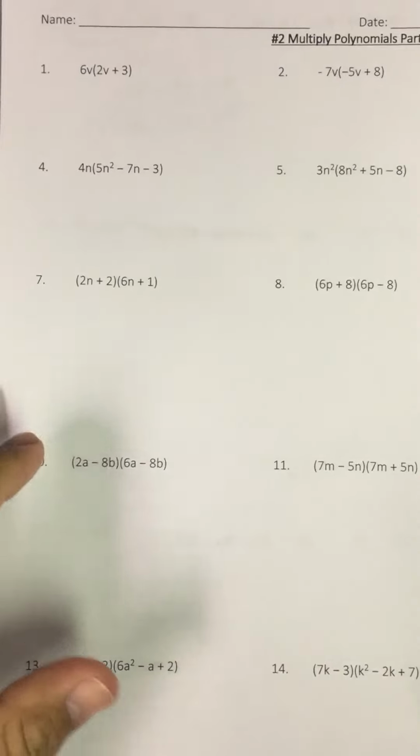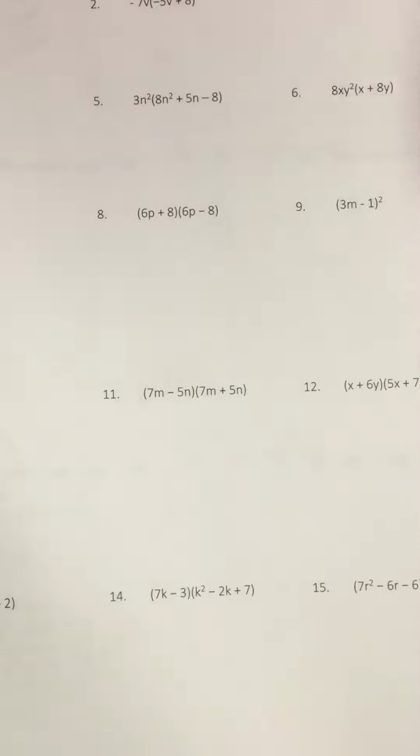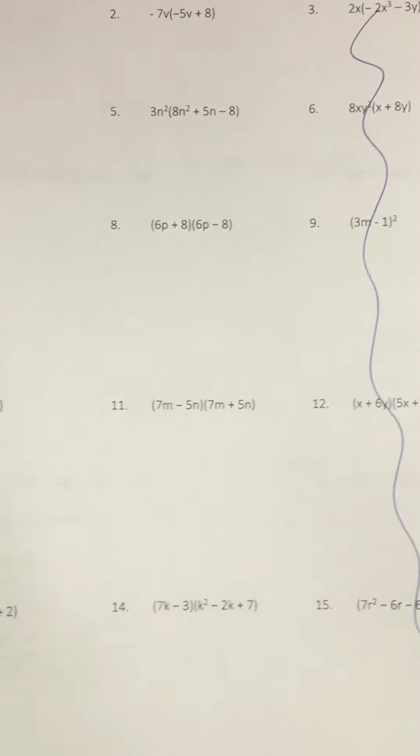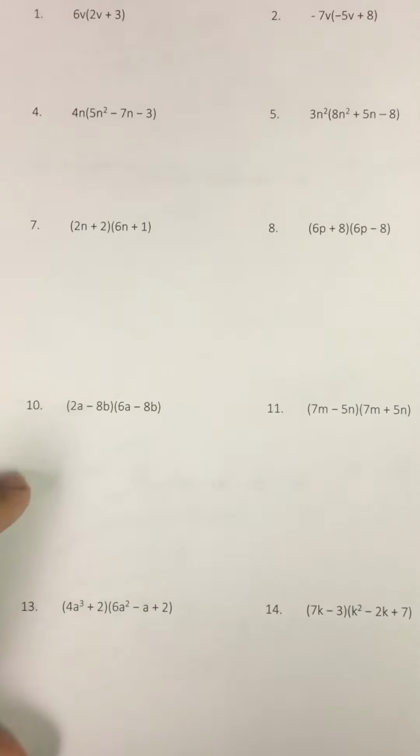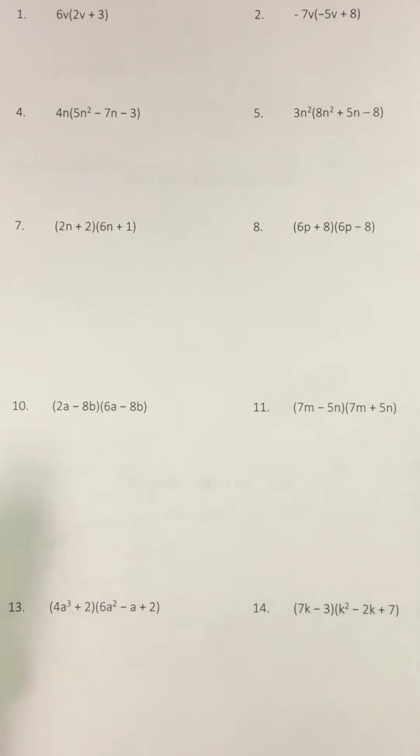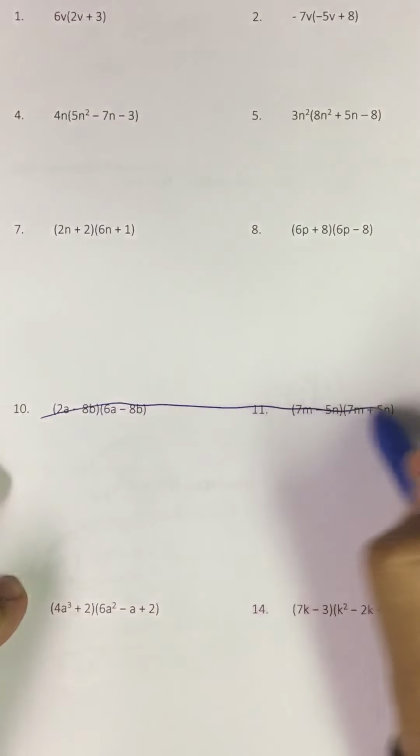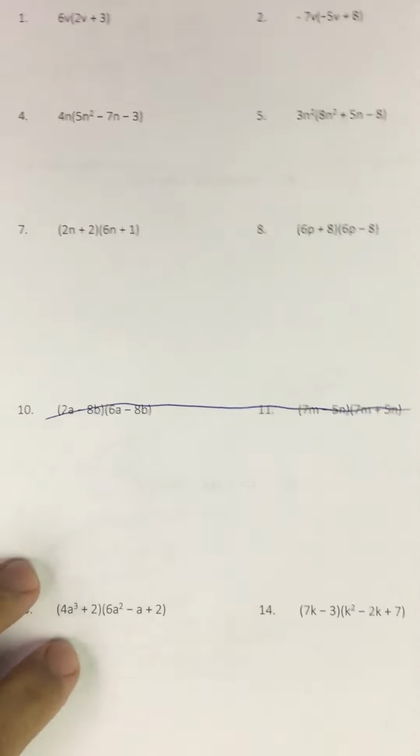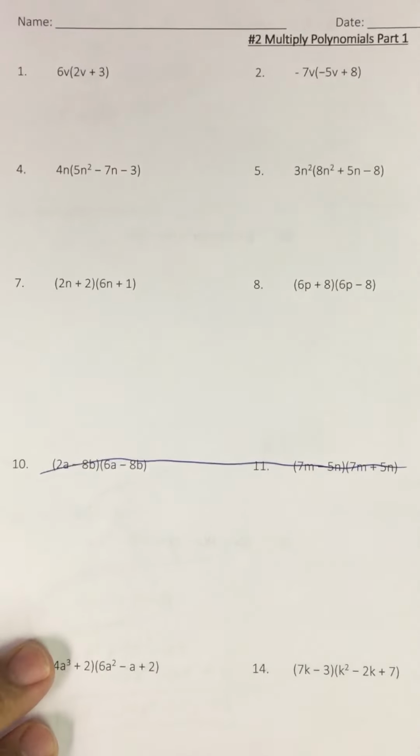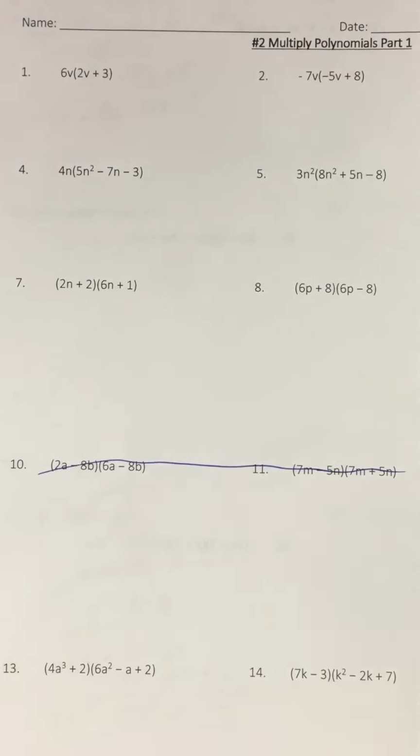All right, on this assignment, there's kind of a lot of problems, so you can go ahead and get rid of all of these problems. You can also get rid of the problems that have multiple letters. We're not going to try those right now, okay? But we do want to be able to do multiplying a binomial.